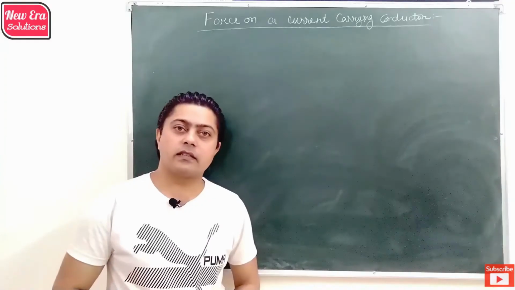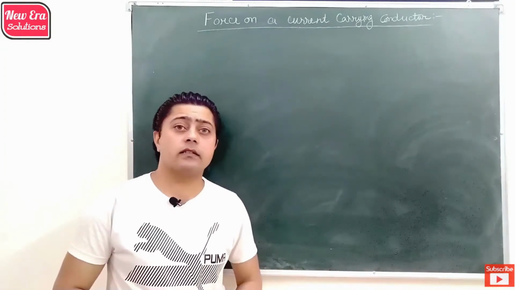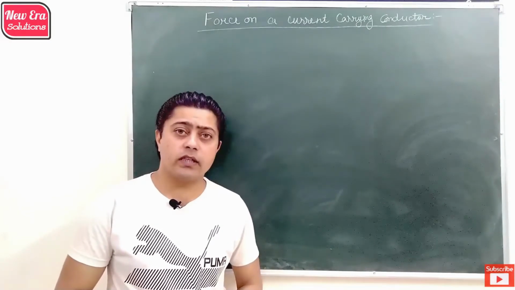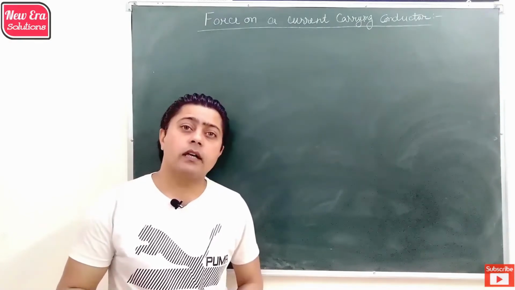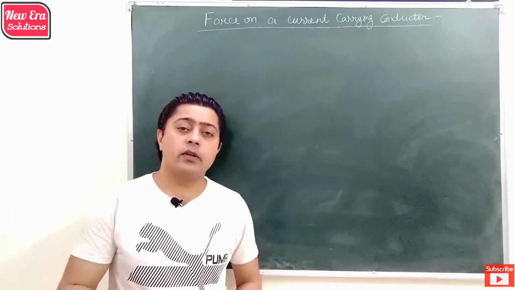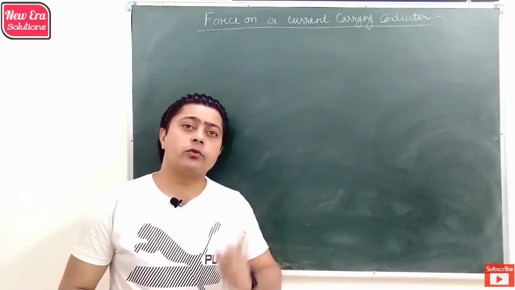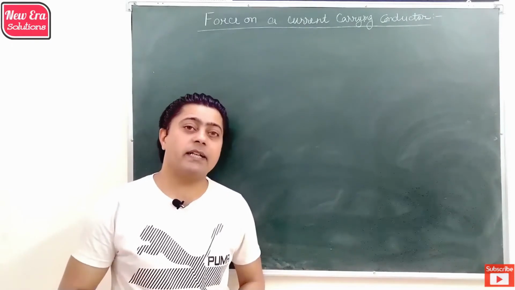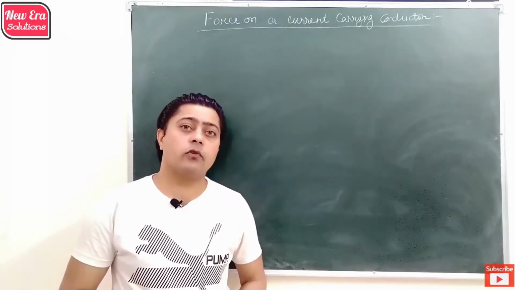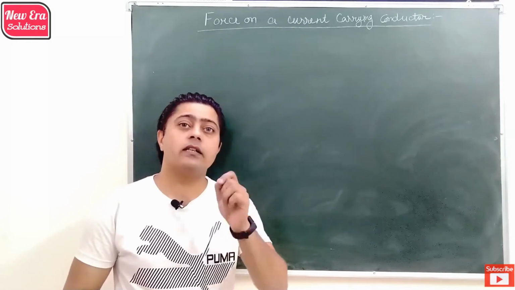As we previously discussed, magnetic field can exert a force on a moving charge, and we know a current is basically produced when charge flows through a conductor. So due to the flow of charge, magnetic field also exerts a force on a conductor which carries that charge.